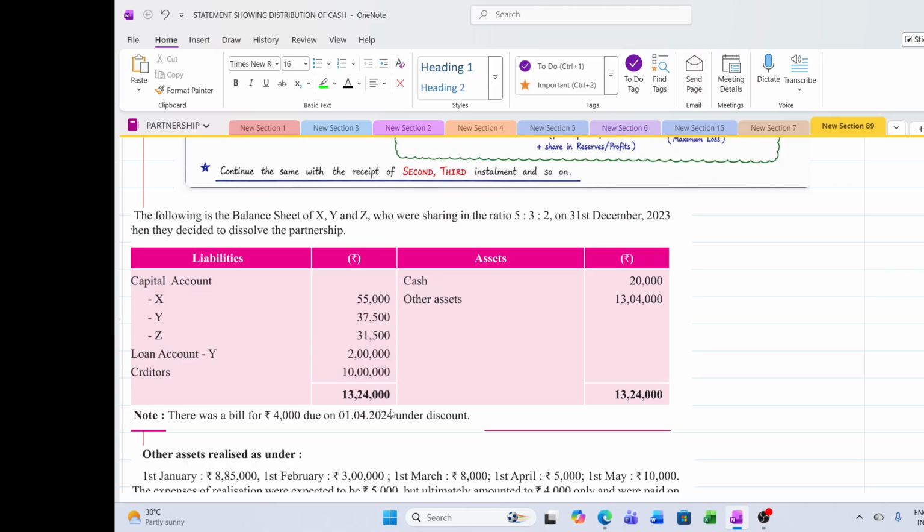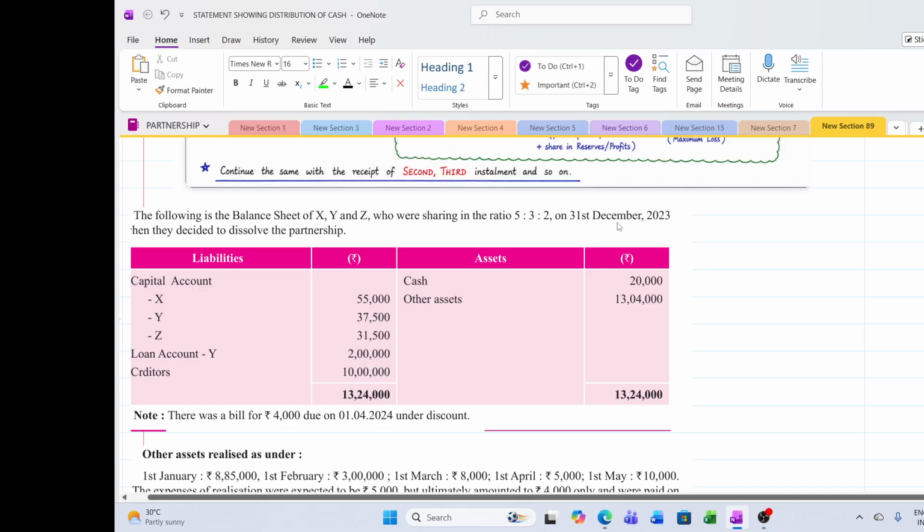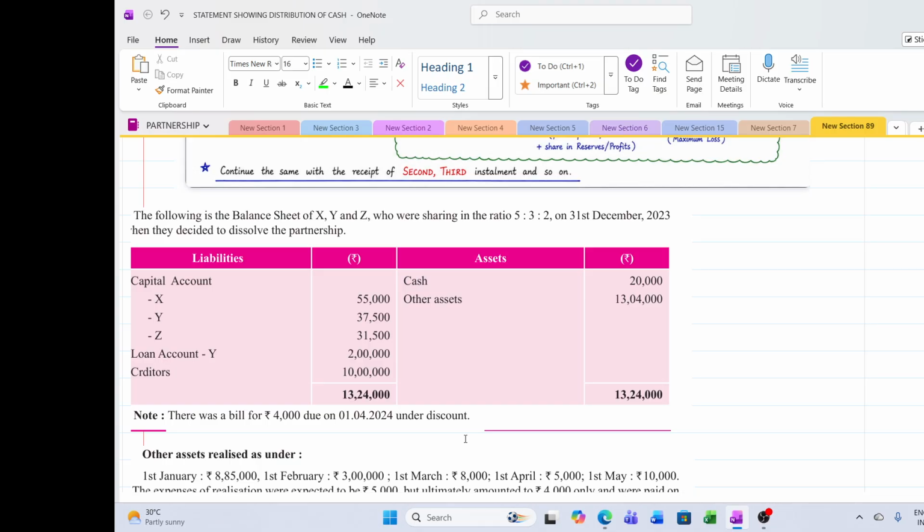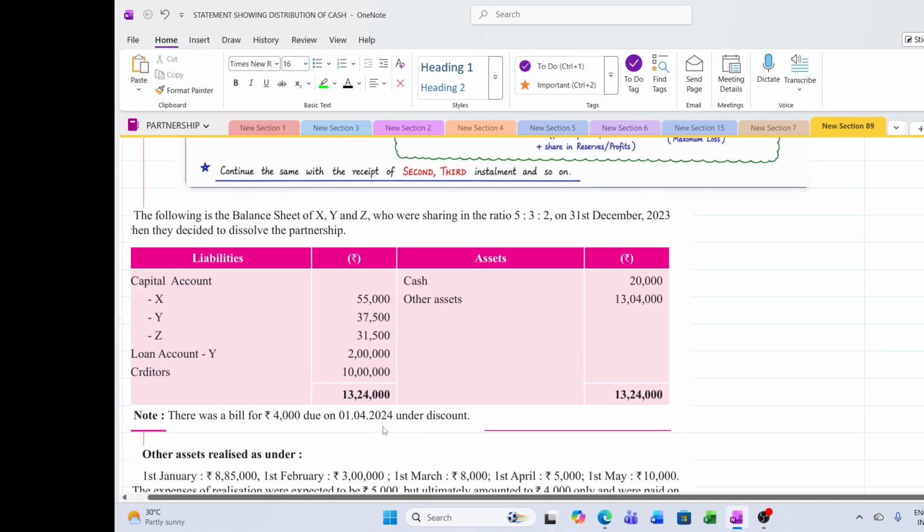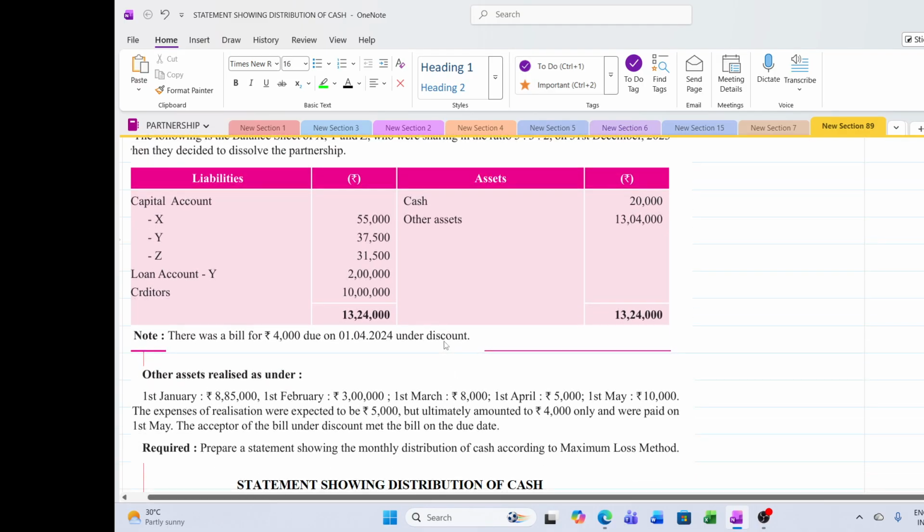But now we are closing on 31st December itself. So we do not know whether this party will make the payment, because the bill has already been discounted. The firm has taken the money from the bank. So it becomes a contingent liability on 31st December. In case this bill is not met on the due date, we have to make payment to the bank. The bank is an outsider, so we should provide for this also. You will understand better when you see the sum.